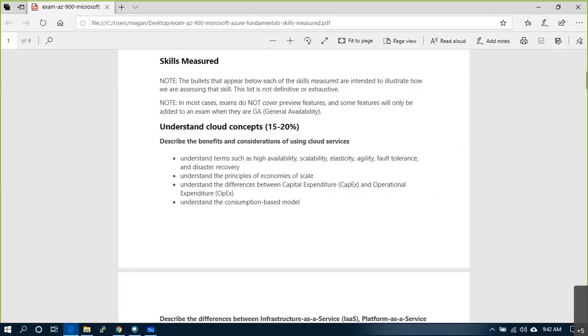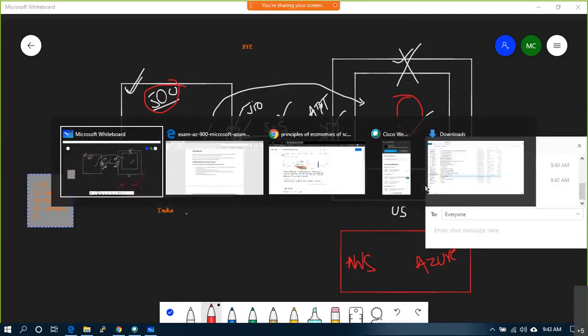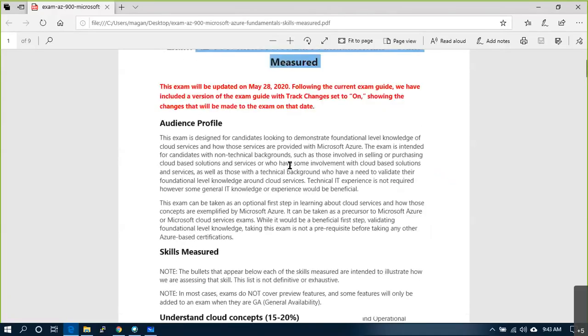Okay, a lot of things. And what Satish is saying are a few points here: availability, fast, and scalability. Okay, so let's see what this 900 document says.